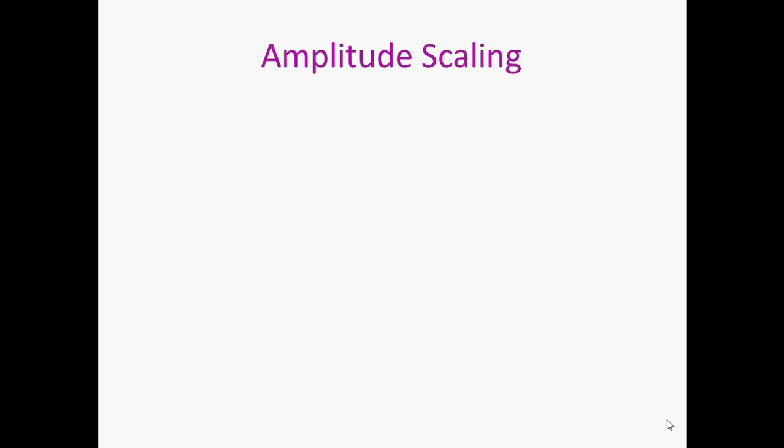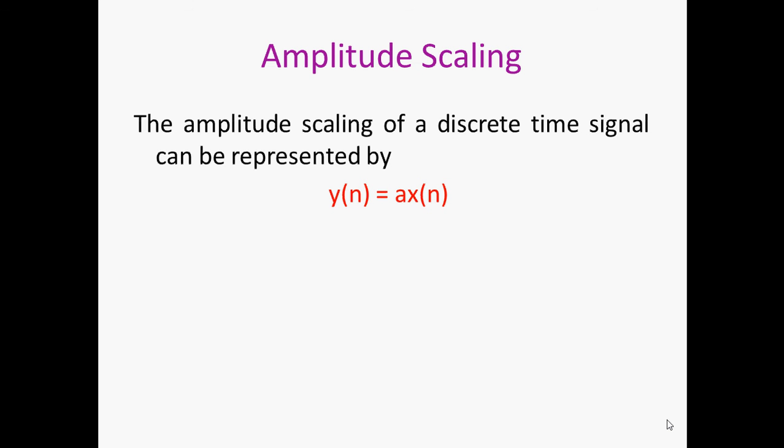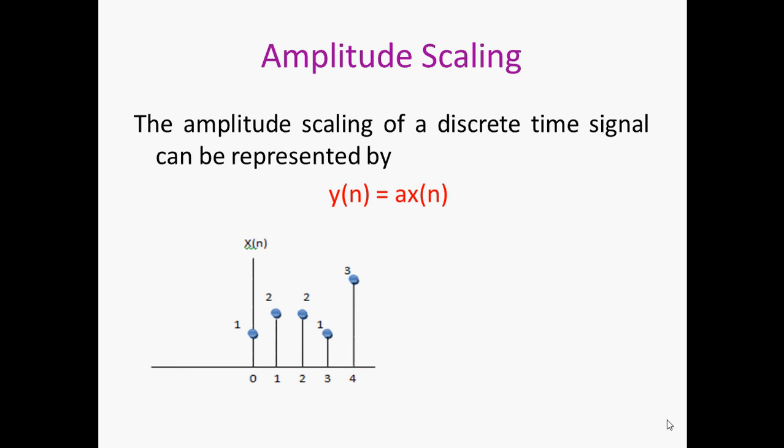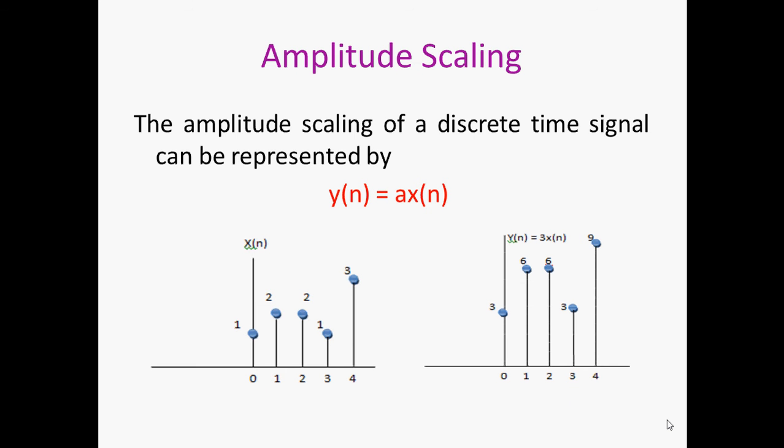Amplitude scaling. So in amplitude scaling, the discrete signals can be represented as y of n equal to a into x of n. Here the amplitudes are scaled by a constant factor a. So for example, if x of n is 1, 2, 2, 1, 3 with a time period of 0 to 4, then 3 into x of n is obtained as 3, 6, 6, 3, 9. So the time period will not be changed, only the amplitude is scaled by the factor 3.